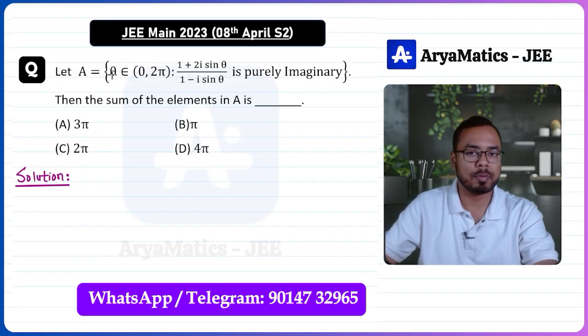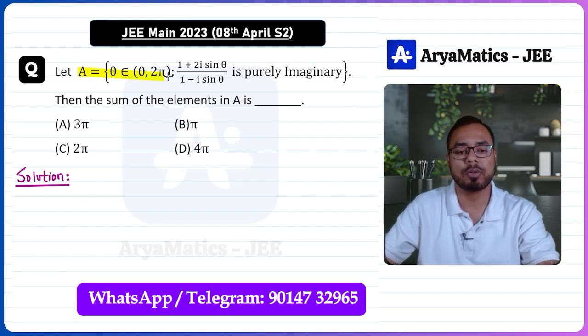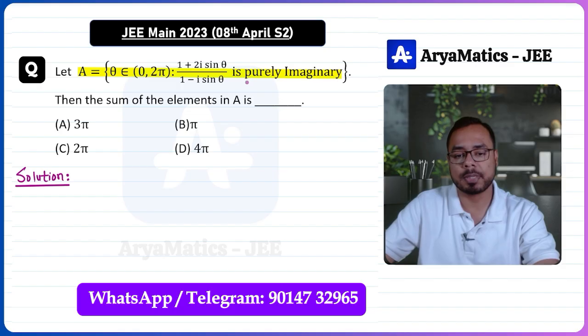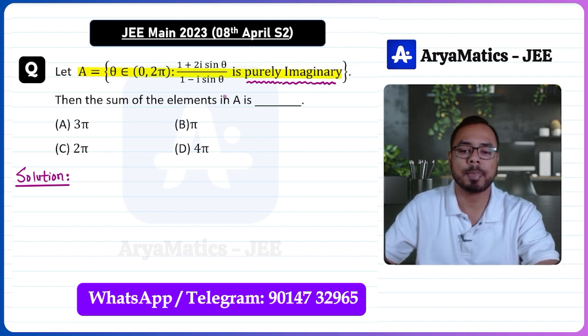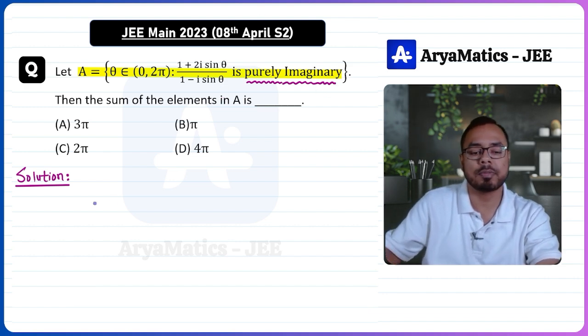Let A be the set of all the values of theta in 0 to 2 pi such that this complex number is purely imaginary. Then we have to find the sum of all the elements in set A. So basically we need to find those values of theta for which the given complex number is purely imaginary, and then we need to find the sum of those values of theta.